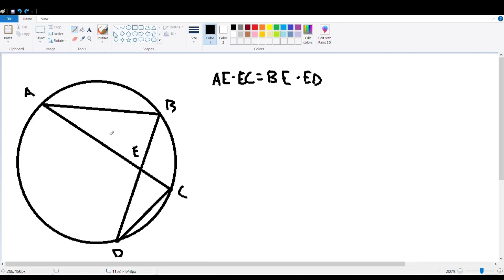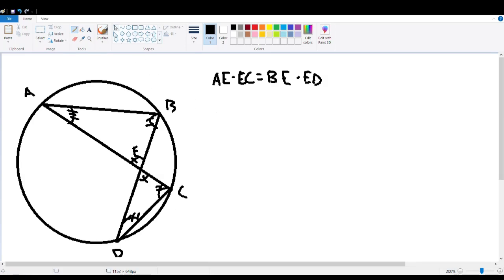Right off the bat, you can see that ABE and EDC are similar. Why? Not congruent, but similar. ABE and DEC share a congruent angle at E right here, and since there are two triangles in a circle made out of two intersecting lines, these two angles will also be congruent to each other.